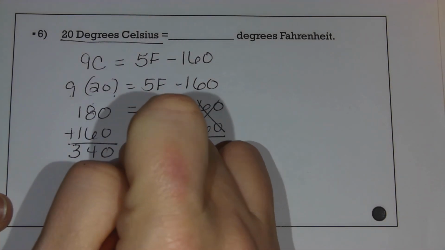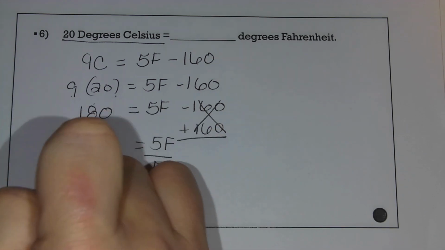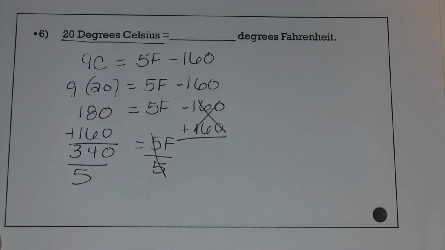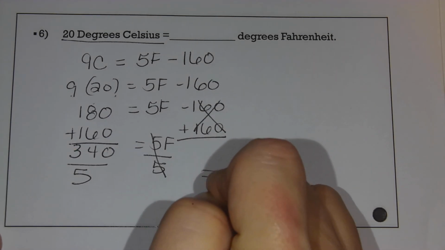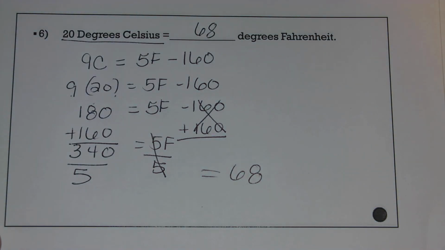Then you're going to bring the 5F down. You're going to divide each side by 5. Crosses these two out, leaves F for Fahrenheit. So 340 divided by 5 would equal 68. So 20 degrees Celsius is going to be equal to 68 degrees Fahrenheit.